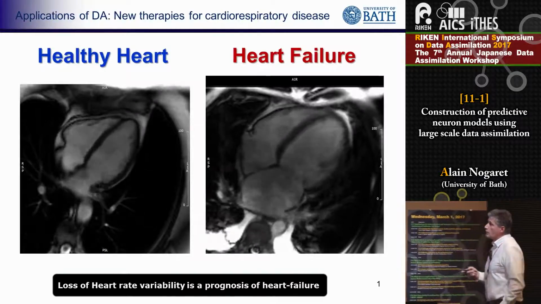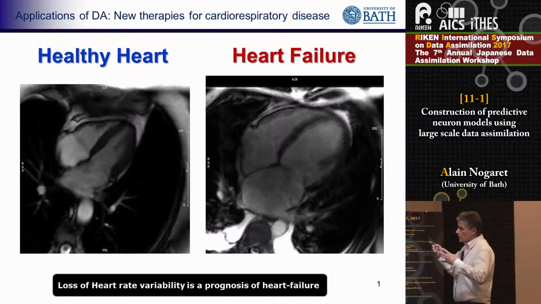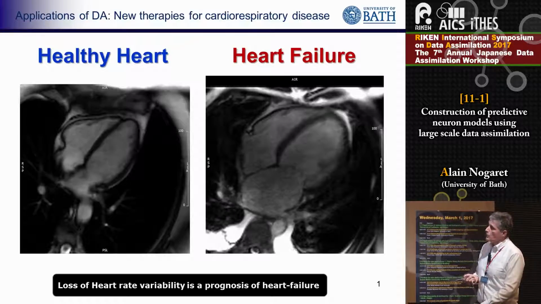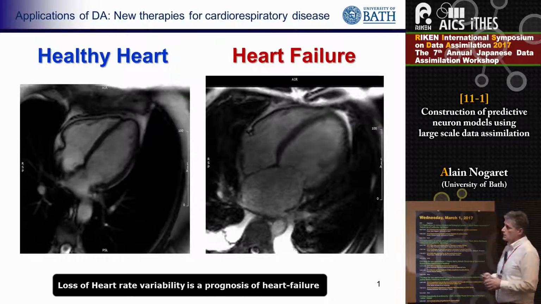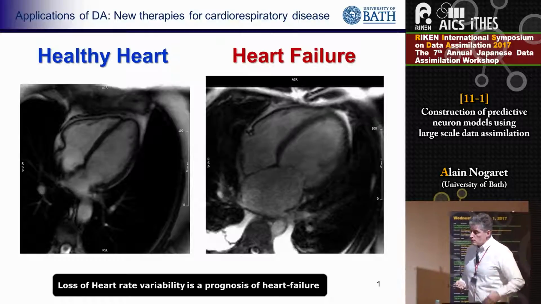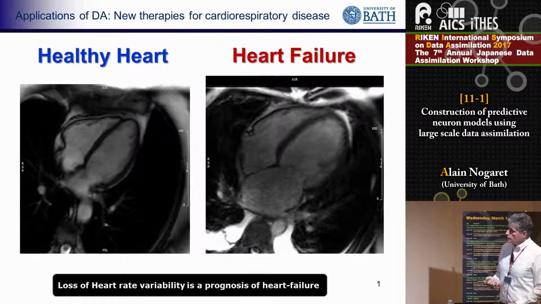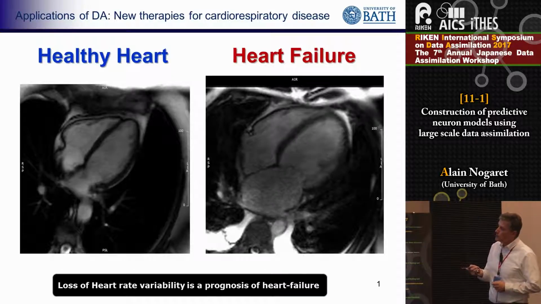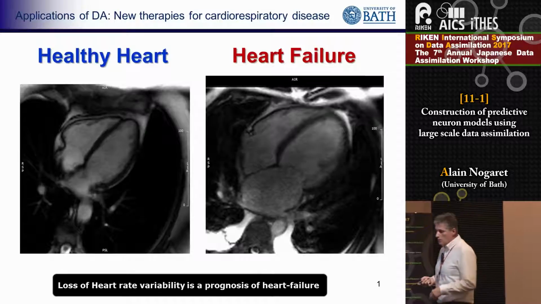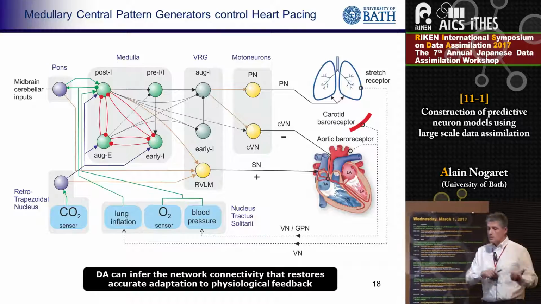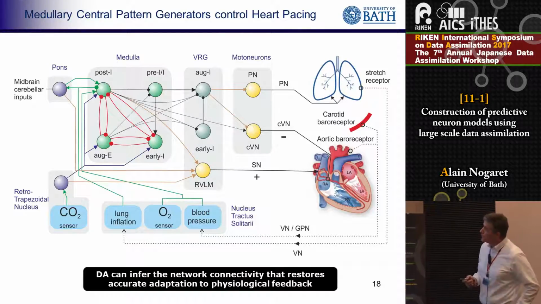an MRI scan of a healthy heart here, and a heart with heart failure. Heart failure is a pretty serious condition, and it doesn't have a therapy at the moment. Typically 20 to 40% of people who are admitted to hospital with heart failure die within a year. So there is an urgent need to find a solution. A hint towards a solution is that the loss of heart rate variability is a prognosis of heart failure. One example of heart rate variability is synchronization between respiration and heart rate.